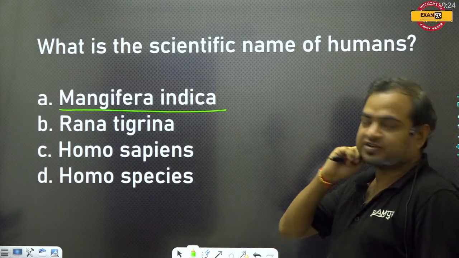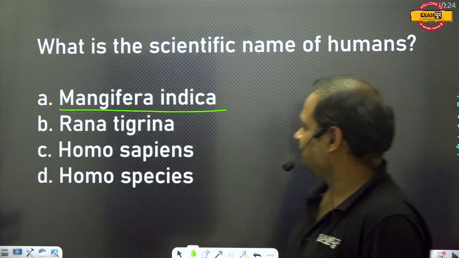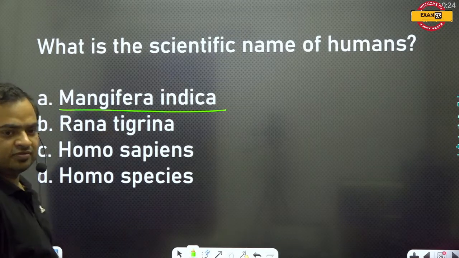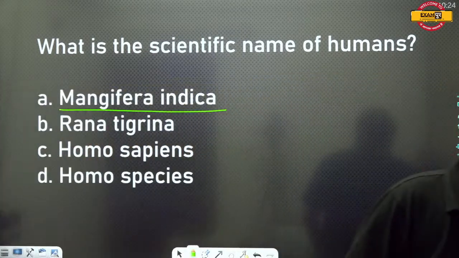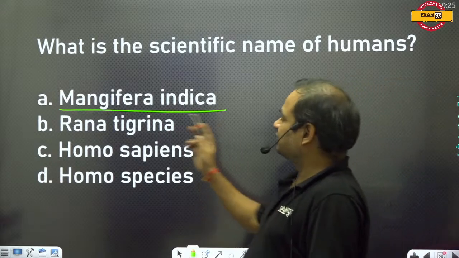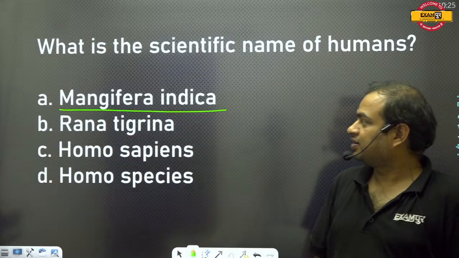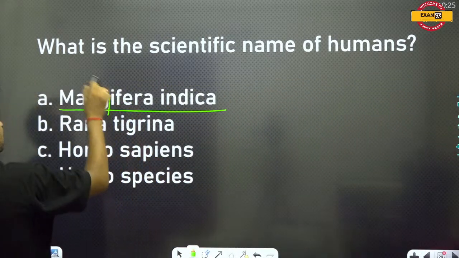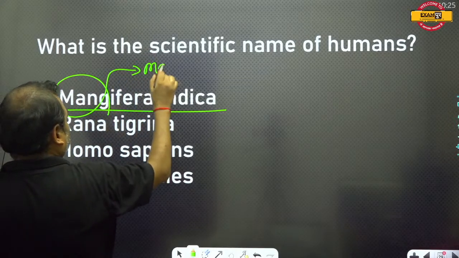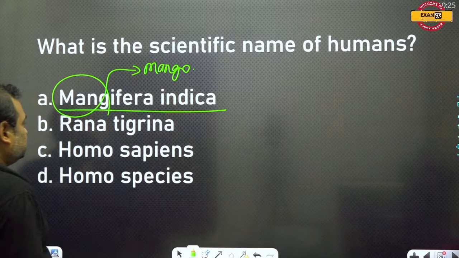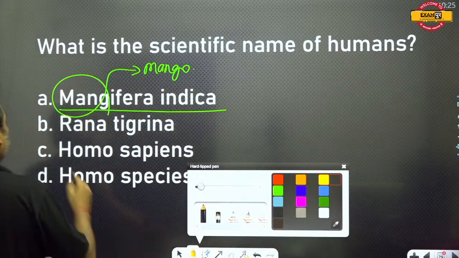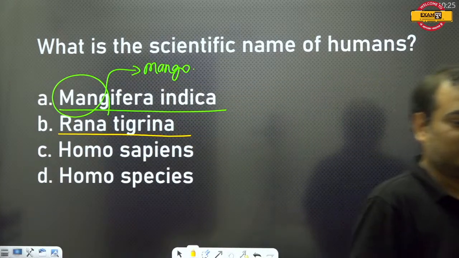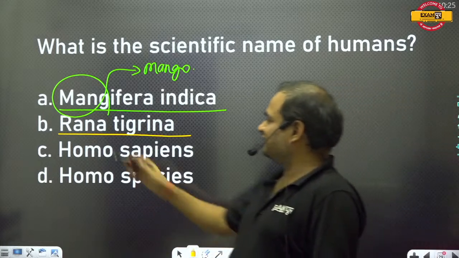Whose scientific name is Mangifera indica? Pooja Panchal, you are correct, but please first tell me whose name is Mangifera indica, sorry. Yes, this is the correct answer. Mangi, mango. Okay, so whose scientific name is Rana tigrina?